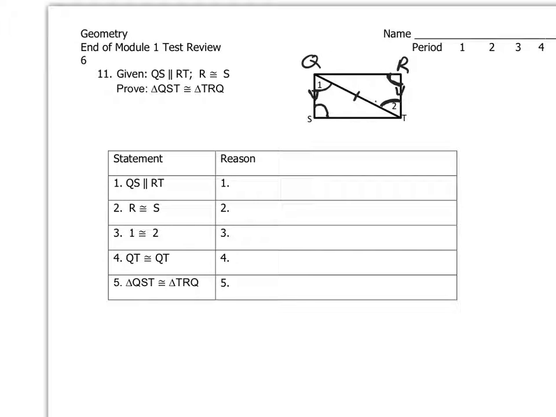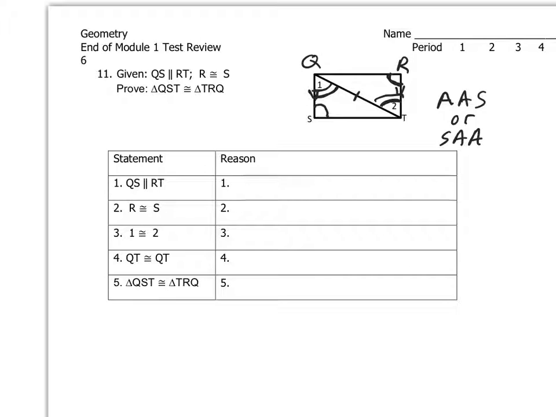And then we need 2 of these because we already used 1. So the pattern we have is going to be angle, angle, side. Or some people write it the other way, side, angle, angle. It doesn't matter, either way is good.